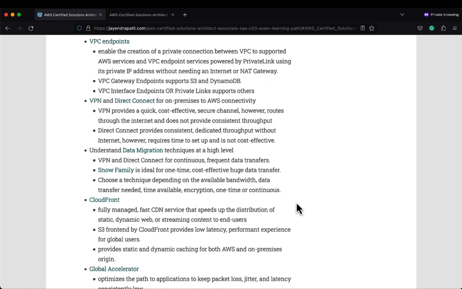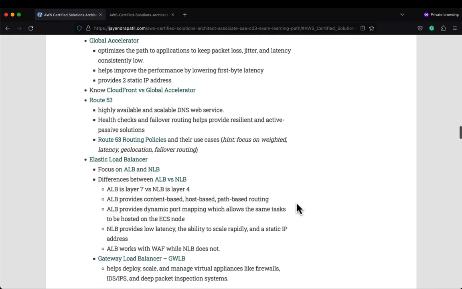CloudFront. It provides a fully managed fast CDN service that helps speed up the distribution of static, dynamic, or streaming content to end users using a network called edge locations. CloudFront works great with S3. Global Accelerator optimizes the path to applications to keep packet loss, jitter, and latency consistently low. It also provides 2 static IP addresses.